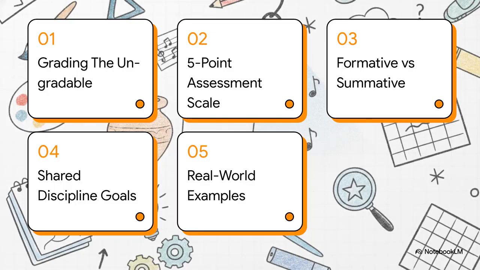To answer that, this explainer is going to walk you through a clear roadmap of the assessment framework. We've got 5 sections lined up. First, grading the ungradable. Second, the 5-point assessment scale. Third, formative versus summative assessment. Fourth, shared goals across disciplines. And finally, some real-world assessment examples.